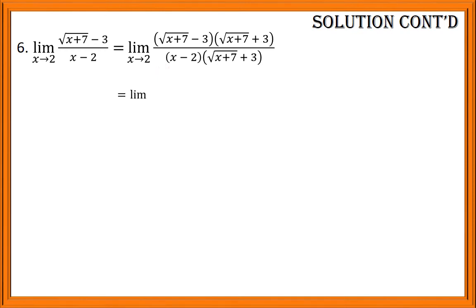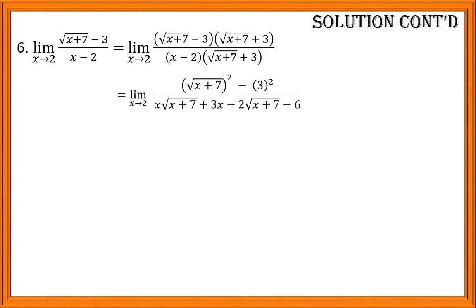So this will now be equal to the limit of square root of x plus 7 squared minus 3 squared. Since we have positive and negative between the terms here, they are alike, so we can apply the difference of two squares. That gives us that. Then the bottom, we expand.